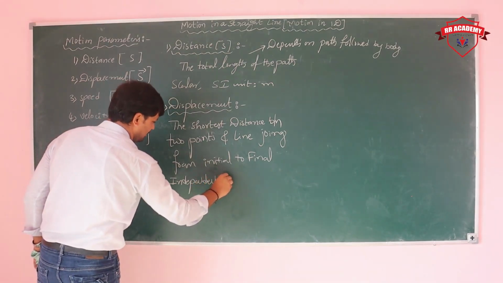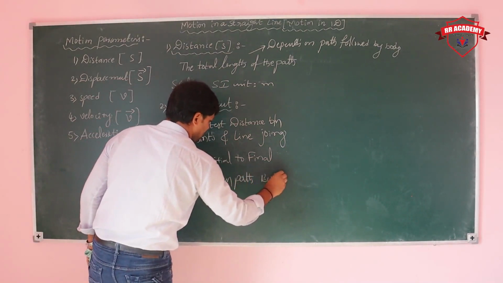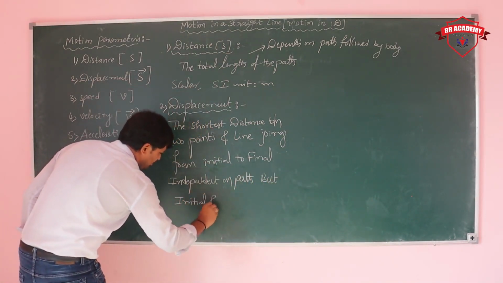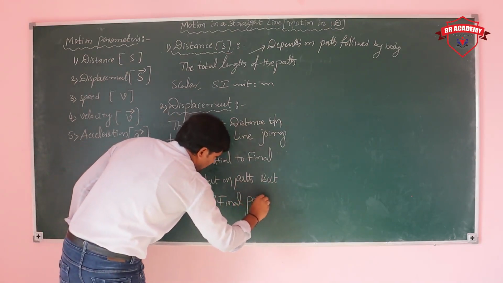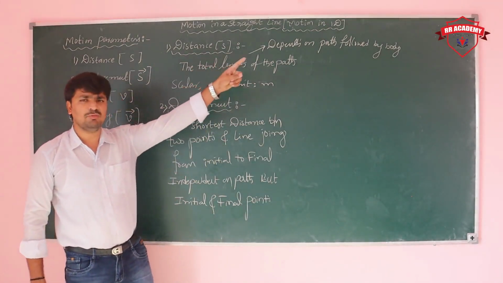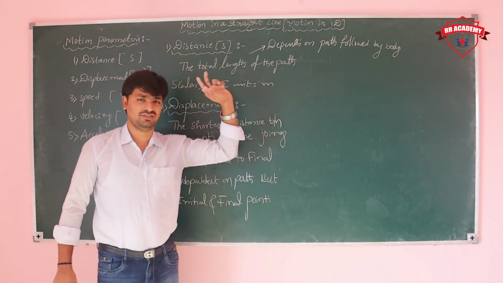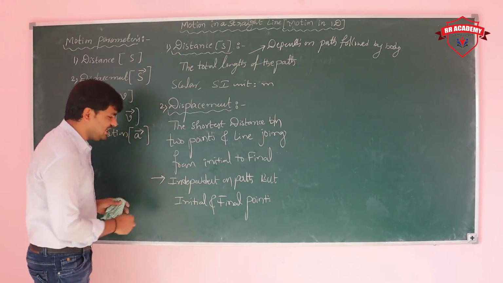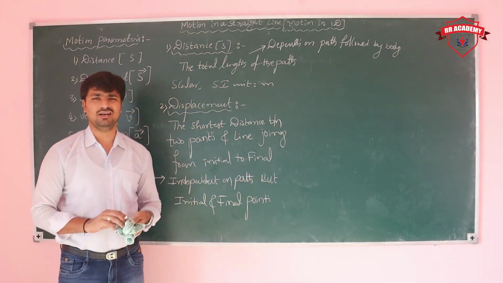Independent on path, but depends on initial and final points. Very important points here. Distance depends on path followed by the body. It may be independent of initial and final points. But the displacement depends only on initial and final points. It's independent of the path followed by the body.